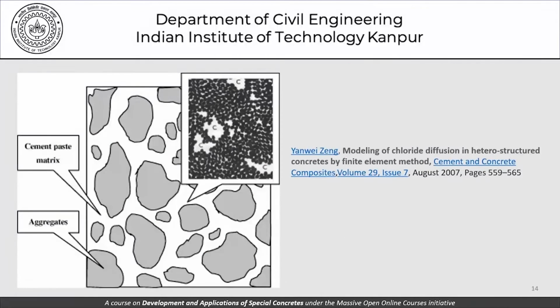This is a picture which is taken from one of the research publications where the authors were trying to model chloride diffusion in heterostructured concretes by finite element method. Now, what they were trying to do was study the diffusion of chloride ions into concrete, and that was possibly being done by studying the diffusion of chlorides through the cement paste and therefore through the pores in the cement paste.